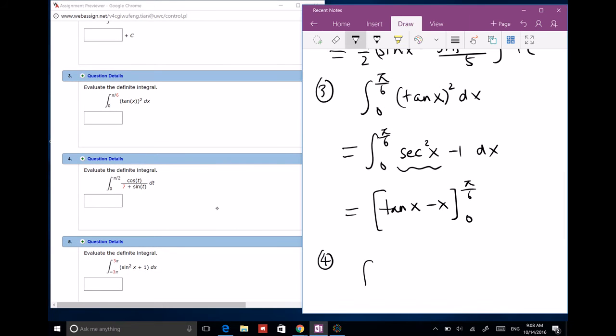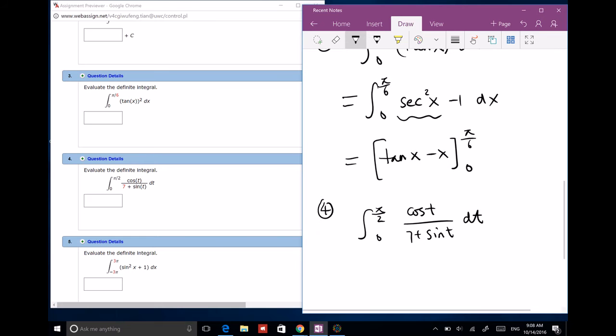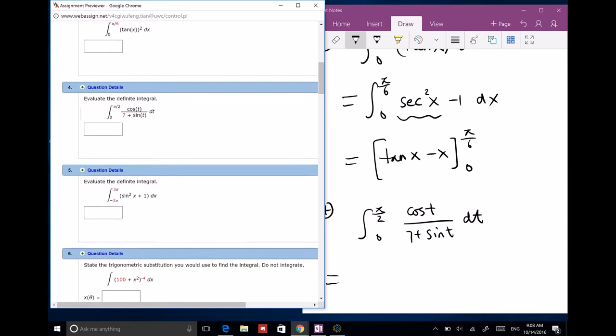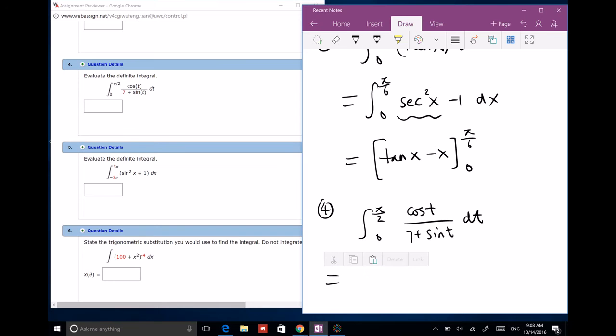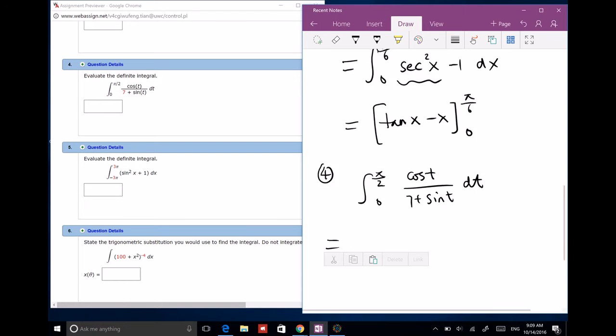Then the next one, the integral from 0 to pi over 2 of cosine t over 7 plus sine t dt. Can anyone tell me how you do this one? Okay, I'll do one more step. You have a sine t here and a cosine t here. Whenever you see a trigonometric function with its derivative, you can substitute the other one. You always want to do that. So from 0 to pi over 2, you can change cosine t dt as d of sine t.